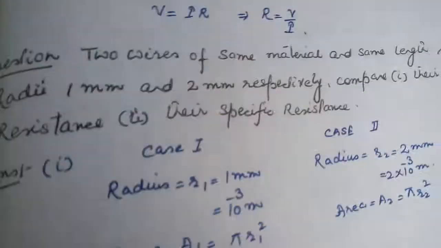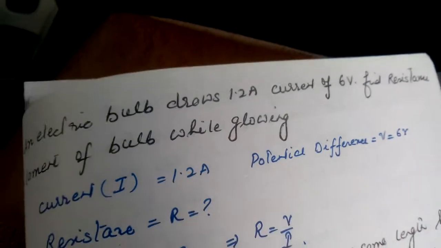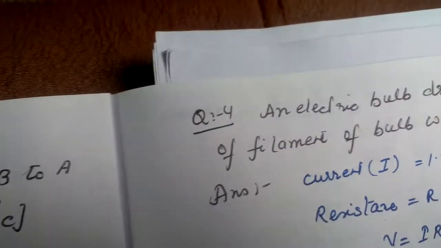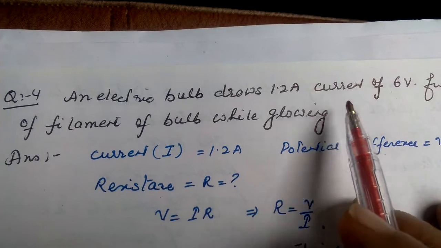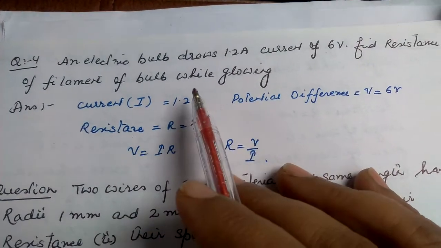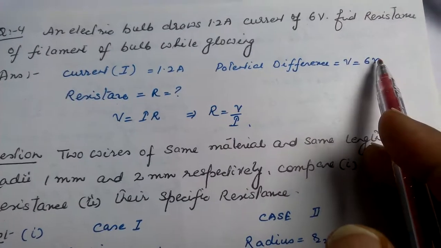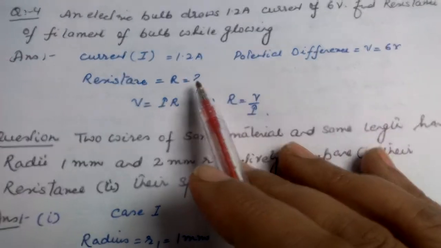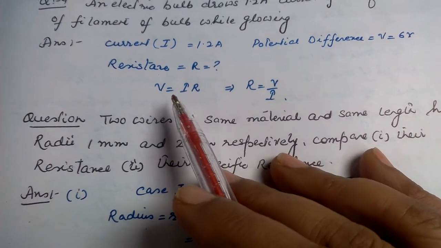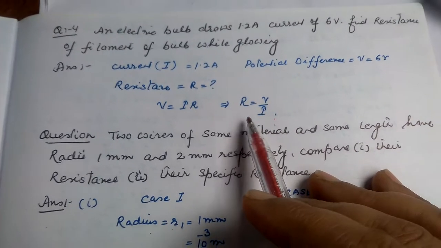Okay, next question, in the same way: an electric bulb draws a current of 1.2 ampere at 6 volt. Find the resistance of the filament of the bulb while glowing. Simple way: current is given, potential difference is given, and we are required to find the resistance. So we use the same formula, V is equal to IR and R is equal to V upon I. So we can easily find R.